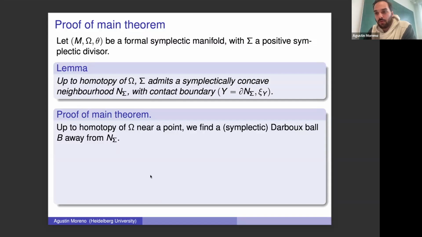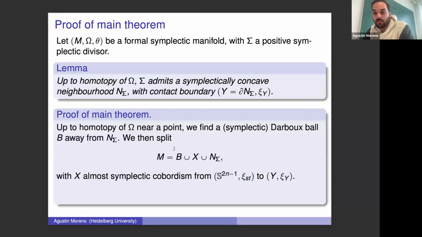And then the theorem follows very easily because, first of all, I have this neighborhood in which omega is symplectic. I take a point away from that neighborhood. I can also homotope omega near that point to make it symplectic. So I can actually find a symplectic Darboux ball near a point. And I just basically split my manifold into three pieces. So there's this symplectic ball, there's an almost symplectic cobordism in the middle, and then there's a symplectic neighborhood of the divisor. And so X here is an almost symplectic cobordism from a sphere, with its standard contact structure, to some contact manifold Y.